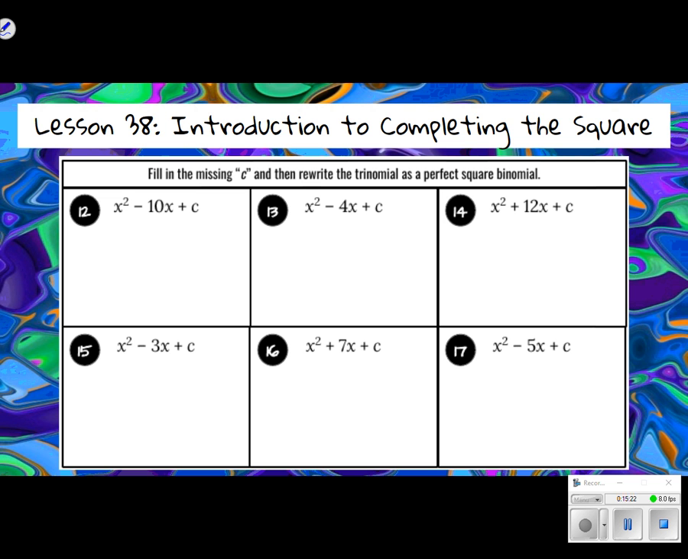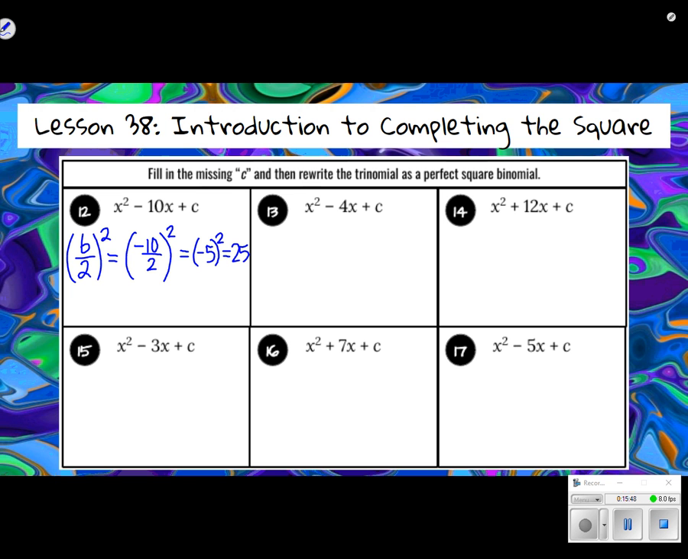So here's what we're going to do. We're going to take b, divide it by 2, and square it. This is like a little formula to help you with your completing the square piece. So what is our b value? Our b value is negative 10. We're going to divide that by 2, and then square it. So we do the stuff in the parentheses first. Negative 10 divided by 2 is negative 5. Negative 5 squared is 25.